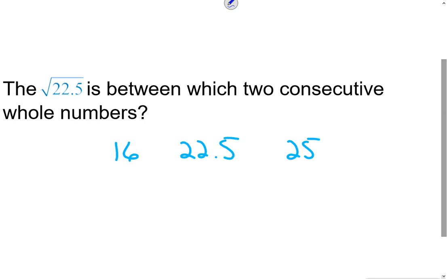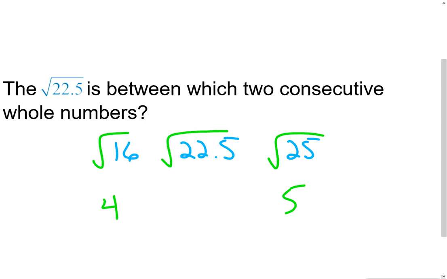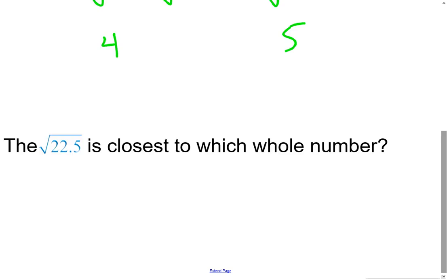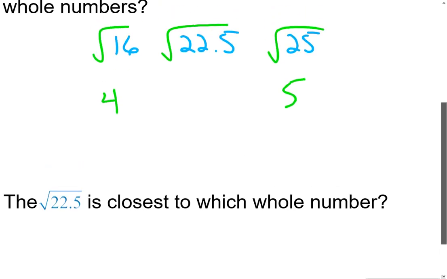So let's take the square root of all of them, and now we have, well, the square root of 16 is 4. The square root of 25 is 5. Therefore, I know the square root of 22.5 is somewhere in between 4 and 5. And if I had to round it to the nearest whole number, we just have to figure out, is 22.5 closest to 16 or 25? Well, it's only 2.5 away from 25. Therefore, the square root of 22.5 rounded to the nearest whole number would be 5.